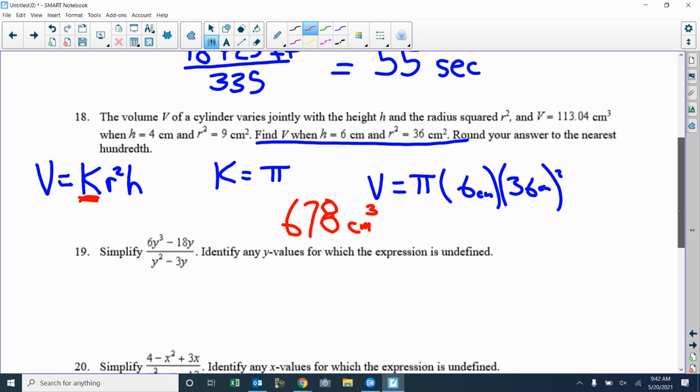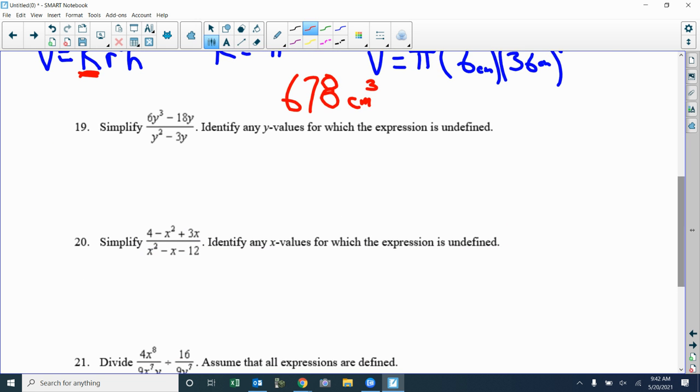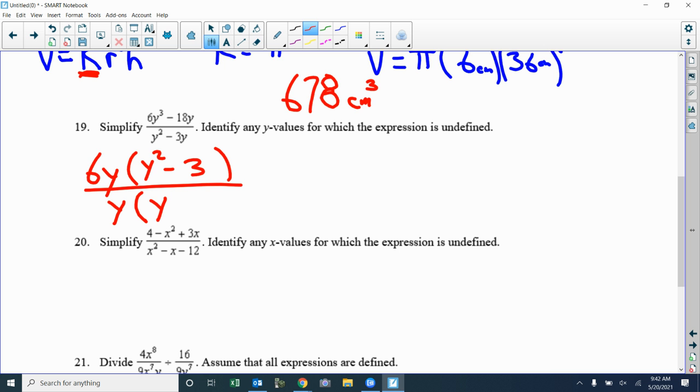All right, moving into some of the rational numbers and rational stuff here. Here's where we have to do a lot more factoring. So let's see if we can take a GCF out here. It looks like 6y will come out. I'd be left with y squared minus 3. Here we're looking at taking out a y and being left with y minus 3.